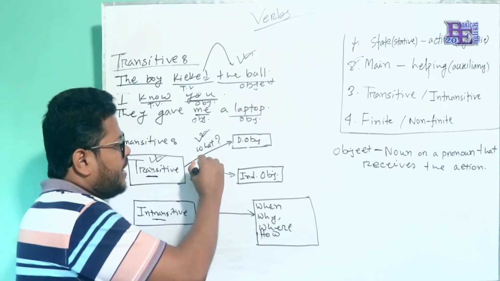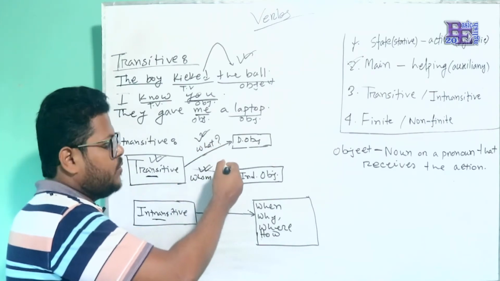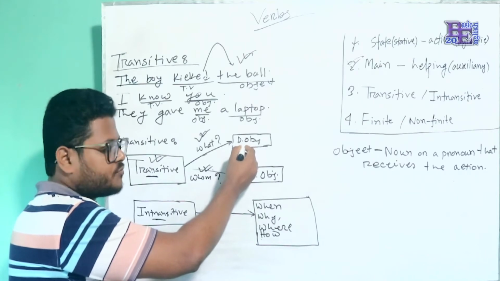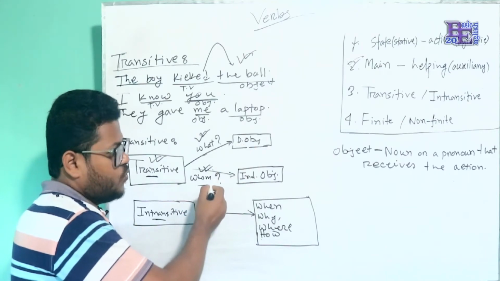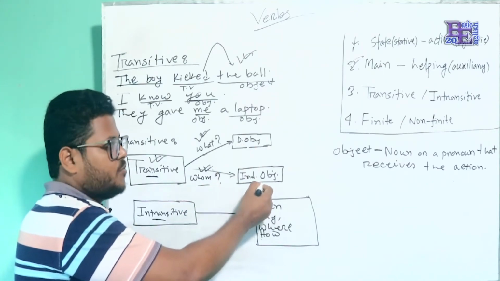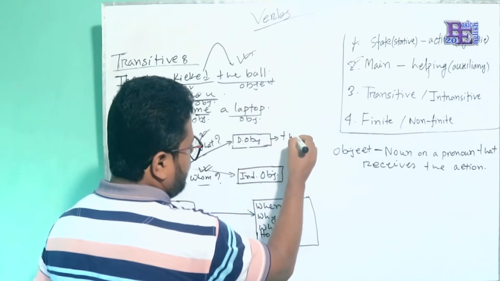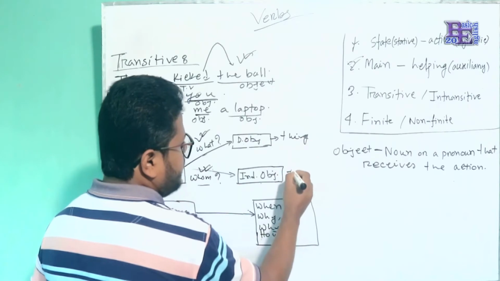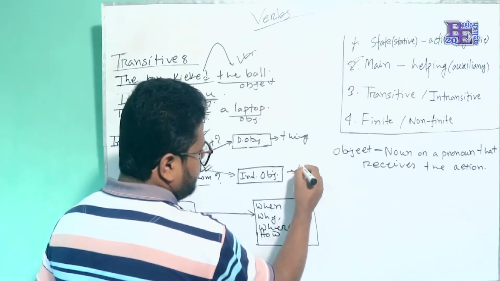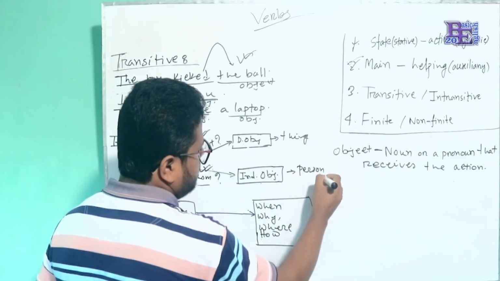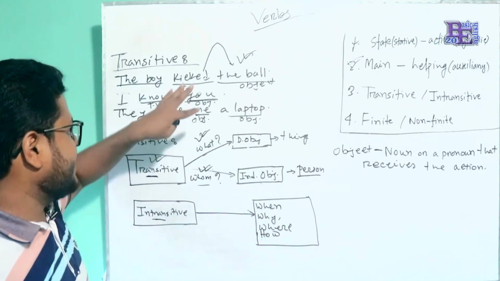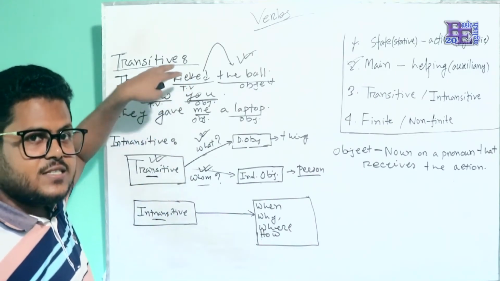If you ask a question with what, you will get the direct object, and if you ask the question with whom, you will get the indirect object. You know, direct means thing and indirect means person. So is there any direct or indirect object in the sentences?